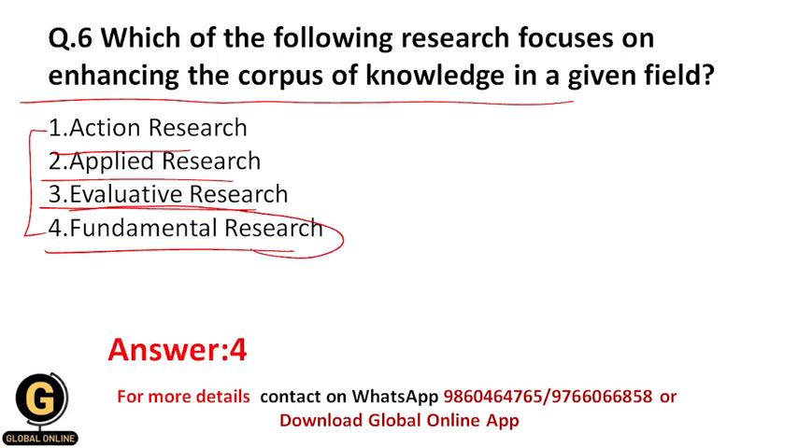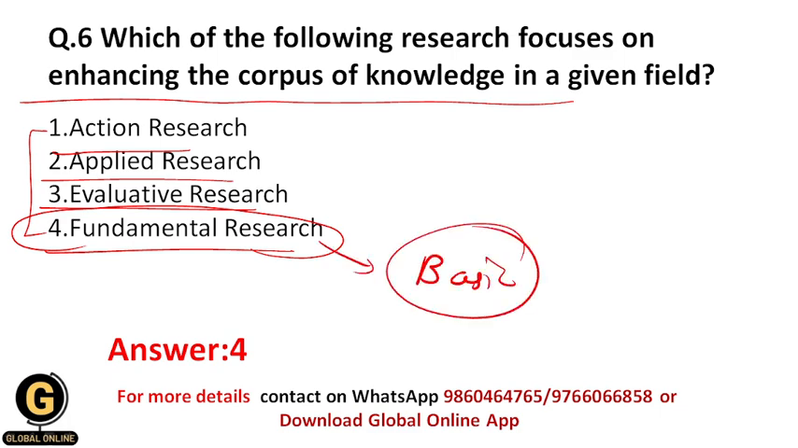Now all of you understood that fundamental research is the basic research, and basically in this research we develop a particular theory. Here there is no kind of generalization, and the main purpose of this research type is to enhance our knowledge in a given field. Because as we develop a theory, create laws and principles, we develop our knowledge in the respective field. That's why the correct answer for this question is 4.